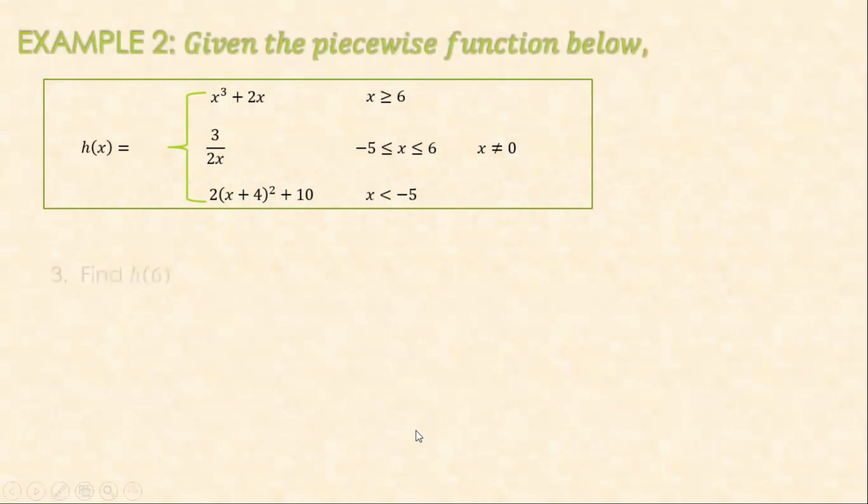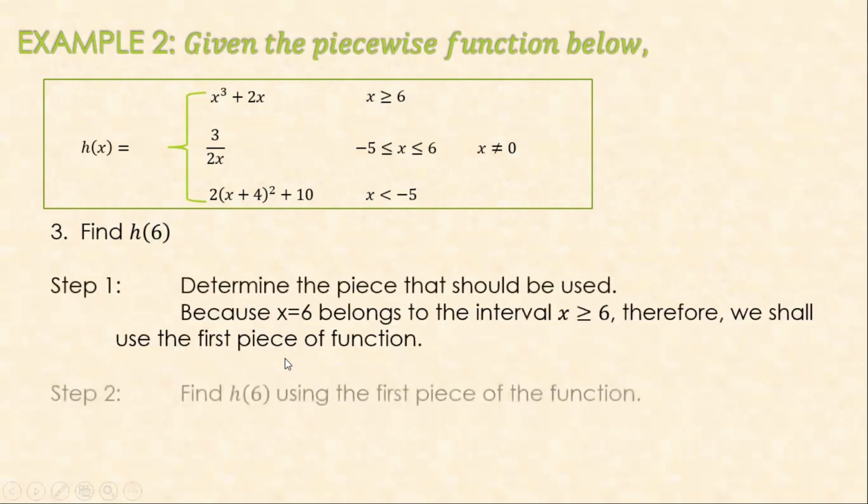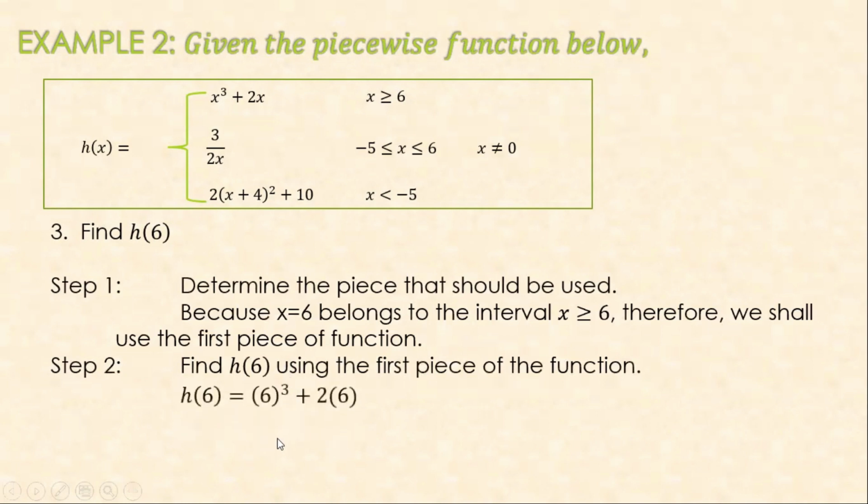For the third part, we will now find h of 6. So the first piece of the function says that your x here should be greater than or equal to 6. And since our x here is 6, we will use the first piece of the function. So we will just replace the value of x. So we have 6 cubed plus 2 times 6. And that would be equal to 216 plus 12. And our h of 6 would be equal to 228.